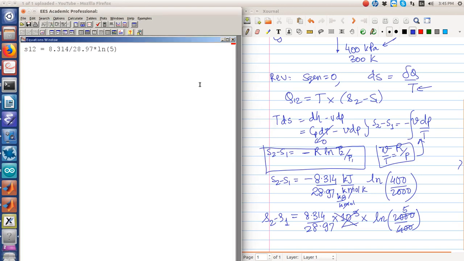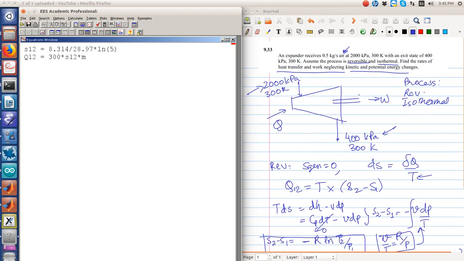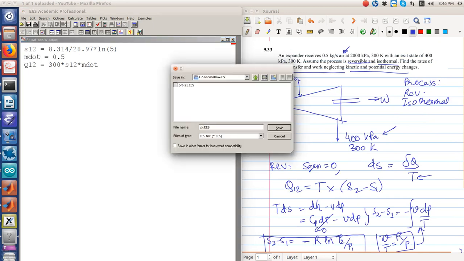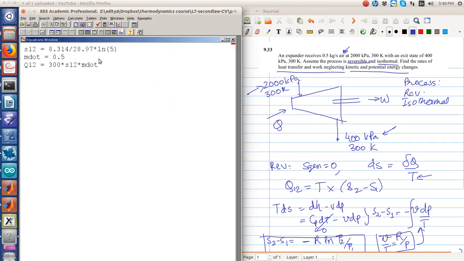To find out the heat transfer, we have to multiply by the temperature. The temperature is 300 Kelvin multiplied by S12. This is the heat transfer. So this has to be multiplied by the mass flow rate as well. The mass flow rate is 0.5 kg per second. Q12 is equal to T times S12 multiplied by m dot.